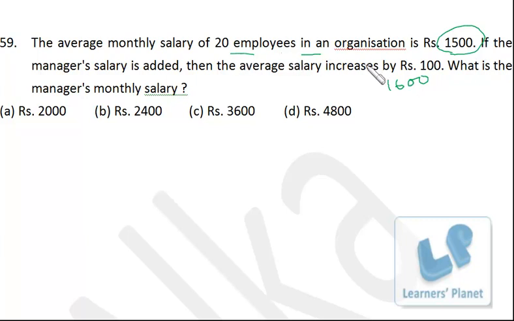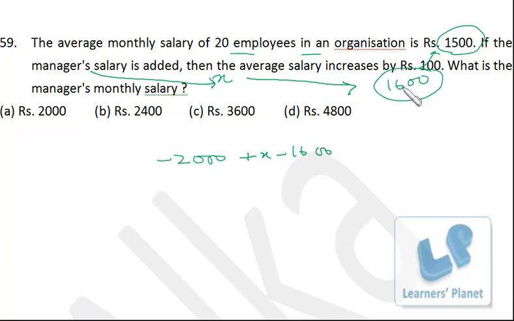Okay, again we can go for the deviation method. Now this is the average, right? So deviation is what? -100. There are 20 employees, so total deviation is 20 into 100 in negative, so it is -2000, right? I assume the salary of this manager to be x. So deviation is x minus 1600. So the total deviation, or sum of deviations, must be 0. So x is equal to 3600.